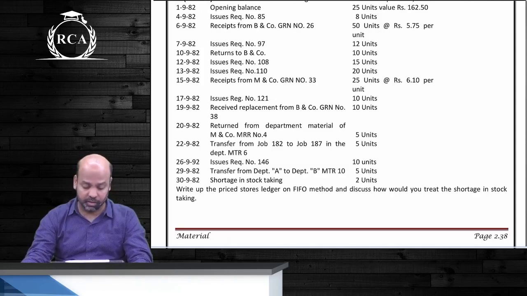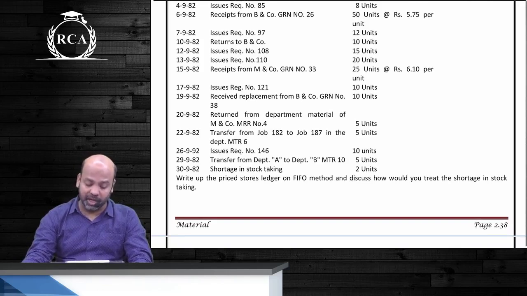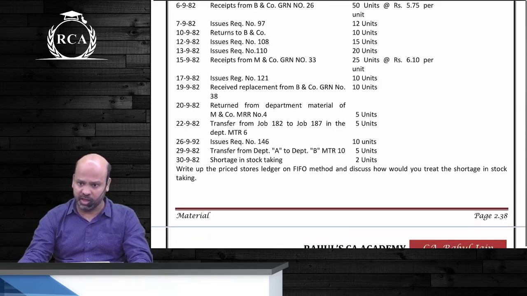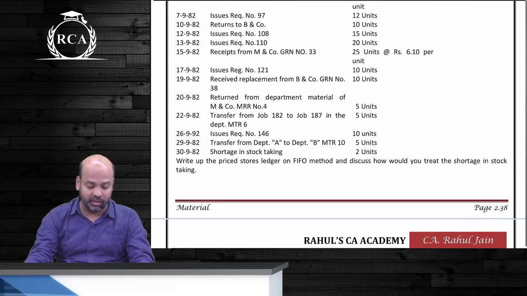Good, beta. Transfer from job 182 to job 187. Make a material transfer note, they're transferring material. Will not be included anywhere in the stores ledger card. We are not doing it job wise. In real life they will include it so that the cost is included in the correct job. But we are not doing it job wise. We are preparing a consolidated stores ledger card, so this will not come. It is not affecting the inventory lying at the stores. It is not increasing it, nor is it decreasing it.